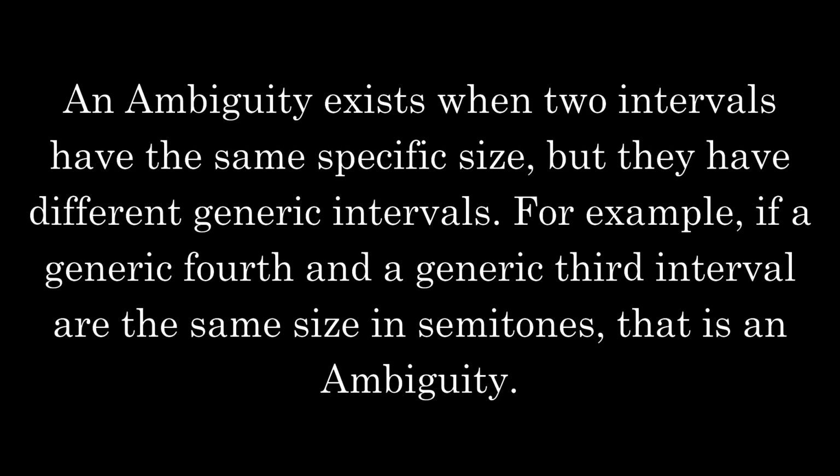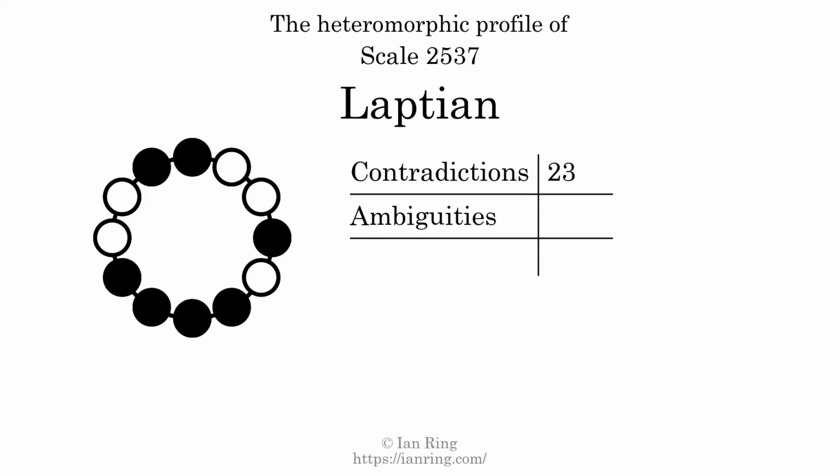An ambiguity exists when 2 intervals have the same specific size, but they have different generic intervals. For example, if a generic fourth and a generic third interval are the same size in semitones, that is an ambiguity. The number of ambiguities in this scale is 34.